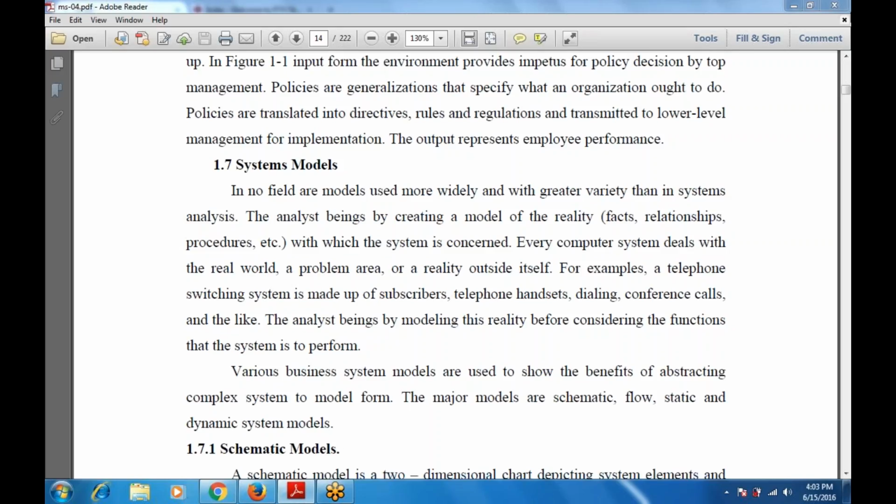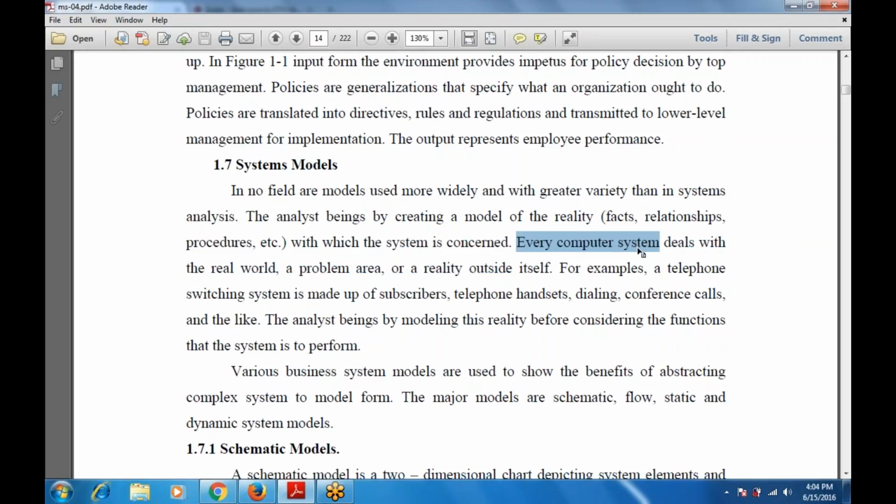In no field are models used more widely and with greater variety than in system analysis. When we do system analysis, there is a greater demand for system models than for design. The analyst creates a model of reality, taking out its effects, relationships, procedures, and so on. So it is the responsibility of the system analyst to make the system models as fruitful as the user's requirement demands.